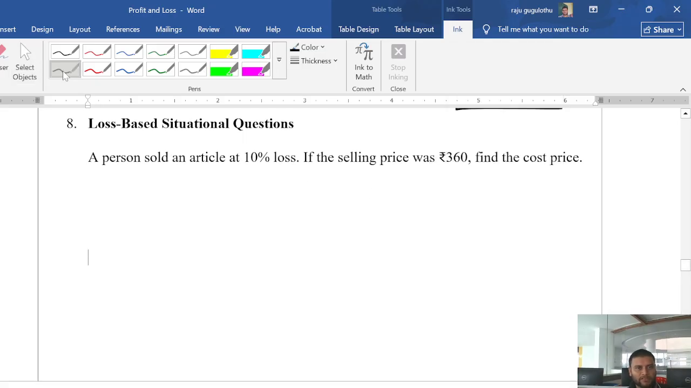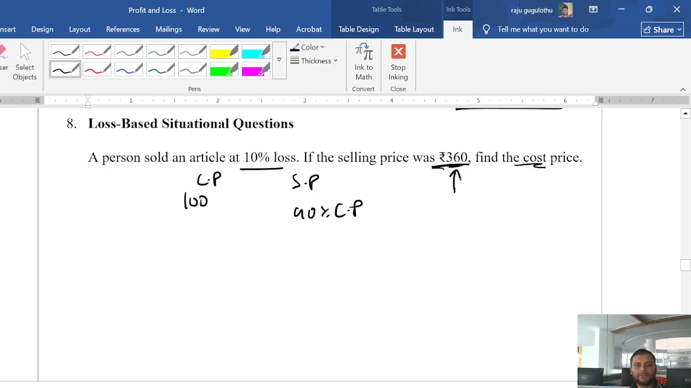Okay, look at this question, guys. Question says a person sold an article at 10% loss. Okay, clearly 10% loss means we can write 100% is the CP. We are selling at 10% loss. So selling price will be 90 percentage of CP. Whatever the cost price is, on cost price 90% only you are selling because you are losing 10%. Okay, if the selling price was 360, find the cost price.